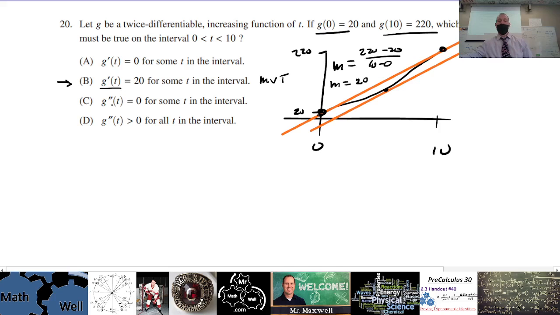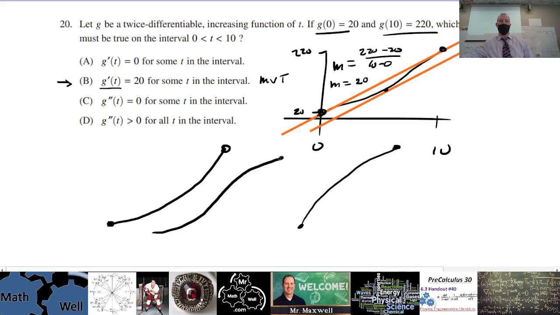Now, the second derivative, okay, must it be a place where there's 0? Nope. It's positive here in this case. If it's increasing and concave up, it's positive the whole time. Or you could draw it like this, where it's concave down the whole time, still increasing. So it does not have to change from positive to negative, you see? It could be this, it could be this, or it could be this. So that one's out.